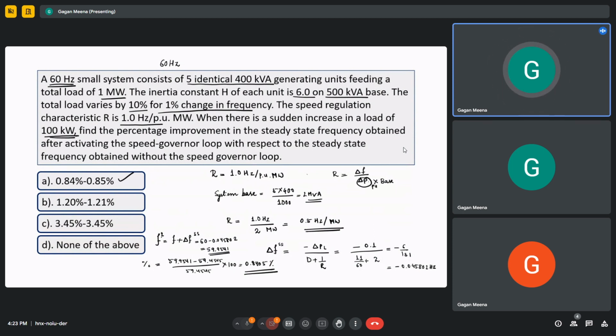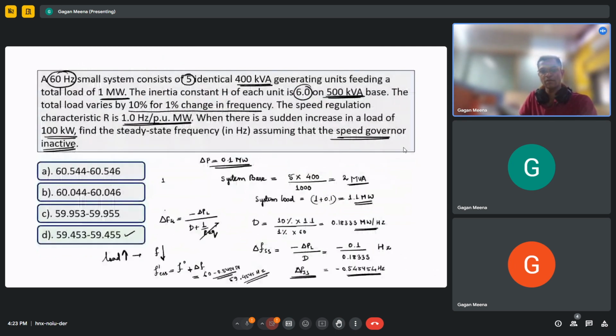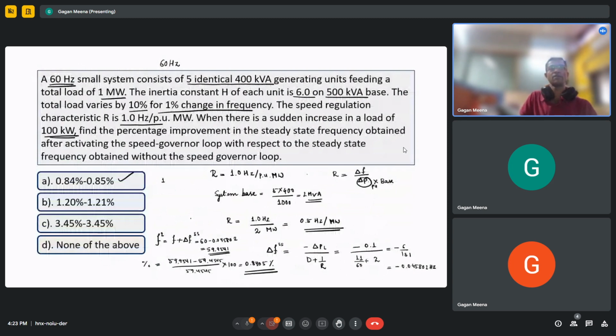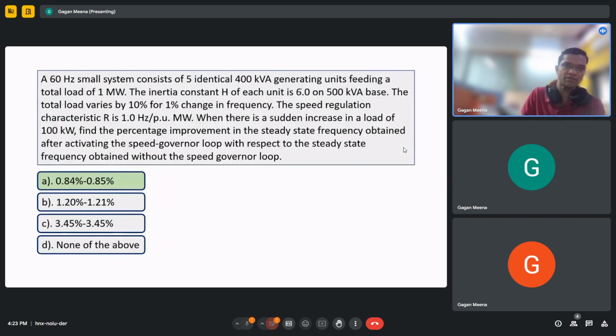So this is F2 and this was F1. So here it's clear, right? By using the speed governor loop, we are able to increase the final value of frequency, or we can say we are able to reduce the frequency deviation. Yeah, the same thing is explained here. Let me write it here. One thing: the system base here is 2 MVA. Now let us move to the next question.